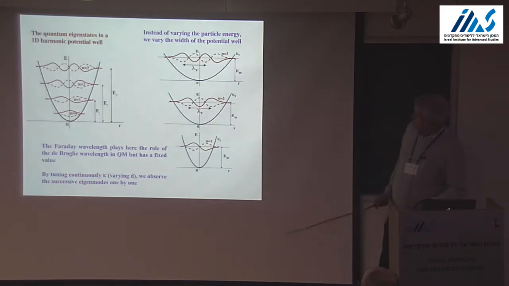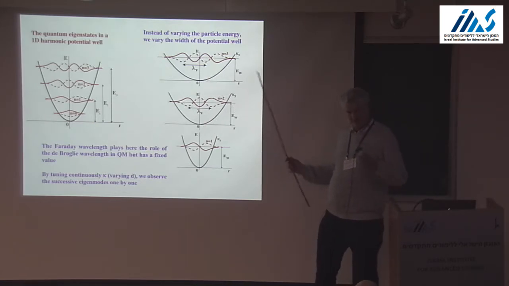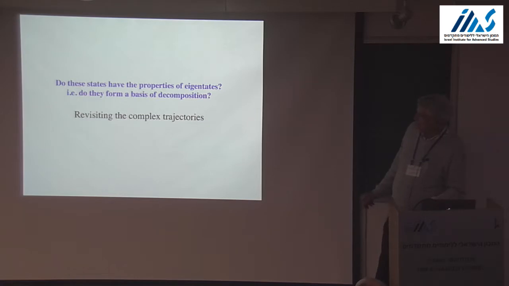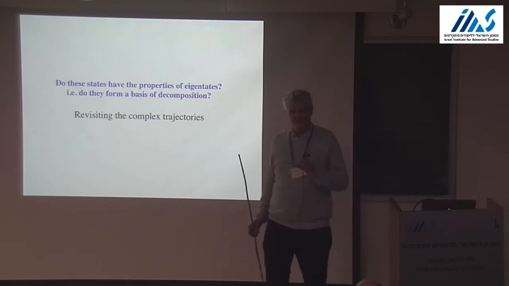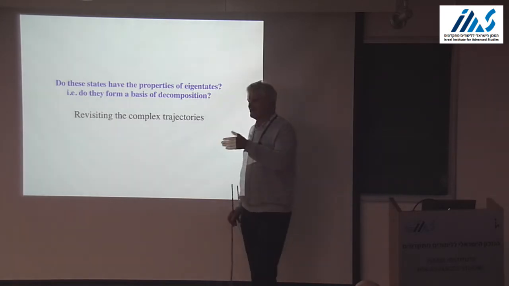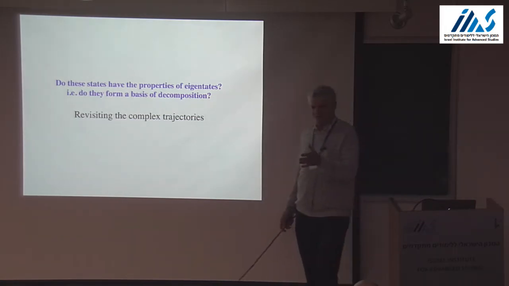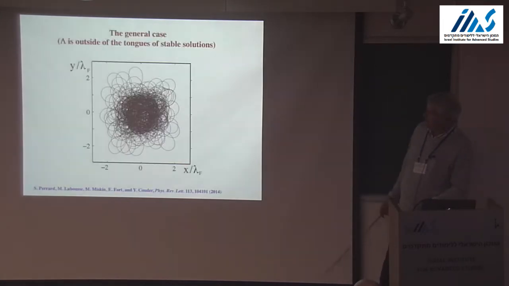Okay. So we, after all, have found that indeed, when you change the potential well, there is something special happening for certain specific widths of the potential well, and that determines these stable modes. So, of course, the question is, what is special about this? Can you say that these special modes, the stable orbits, can be described as eigenstates? Of course not. I mean, a priori, they don't look like eigenstates. But you can revisit the complex trajectory.